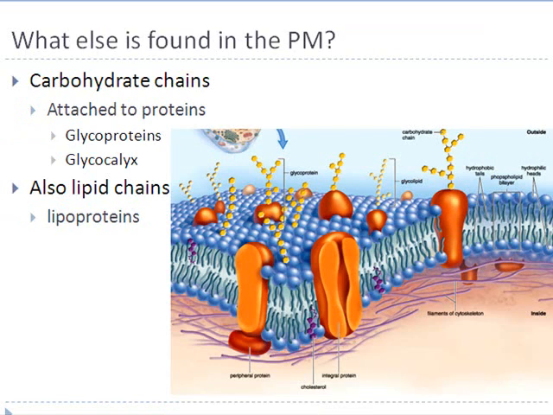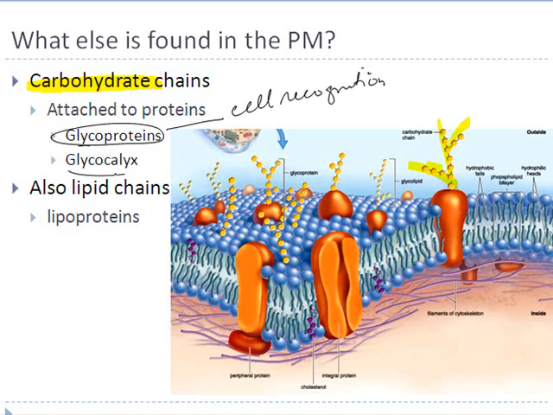Let's look at another structure that's found in the plasma membrane, and those are the carbohydrate chains. The carbohydrate chains are present in two forms. One is called the glycoproteins, the one that I just mentioned previously during the cell recognition proteins. These are usually recognized for cell recognition. And the other ones are called the glycocalyx. Glycocalyx are present especially in bacterial cells. They form a cell wall around the bacterial plasma membrane.